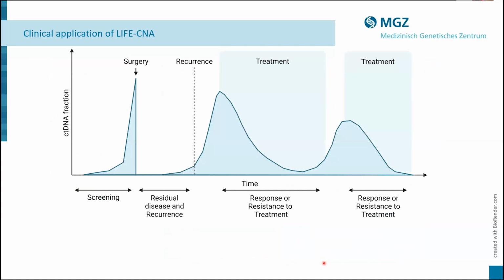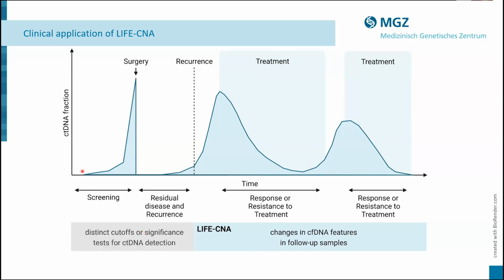So when summarizing again, what is LiveCNA actually useful for, or what can be performed? When talking about treatment monitoring, as we've seen in the slide I showed you before, by tracking changes in cfDNA features in follow-up samples, it is possible to predict response or resistance to treatment. And in terms of screening or residual disease detection, distinct cutoffs or significance tests for ctDNA detection based on the reference set of healthy controls help to specifically identify ctDNA.